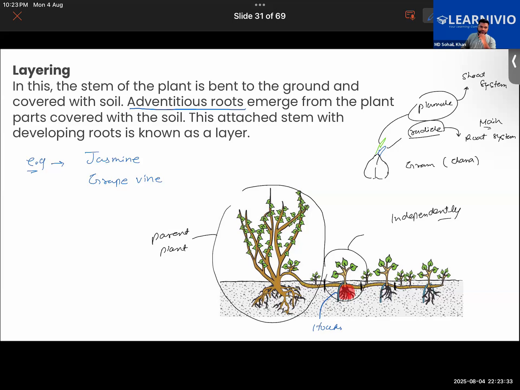Any questions so far? Any doubts? No, sir. Okay. So jasmine is there, grapevine is there. You can even include the gooseberry also in this.